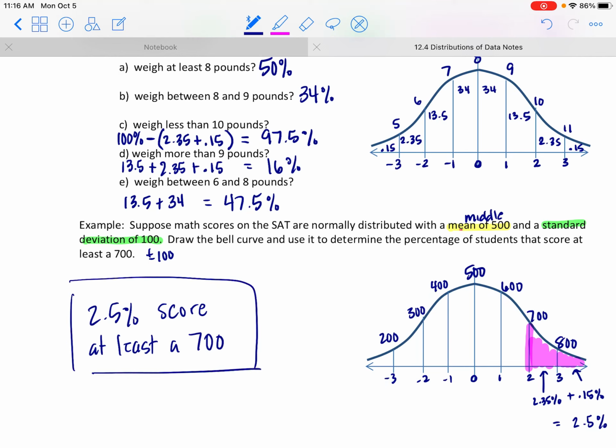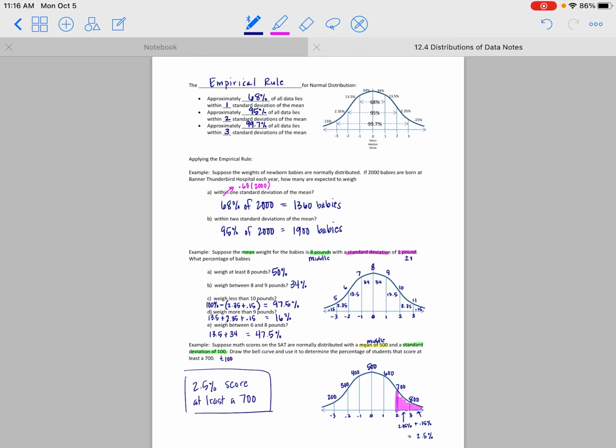Not a lot of people in that range because that math part of the SAT is challenging, okay? Hopefully this is making a little sense.